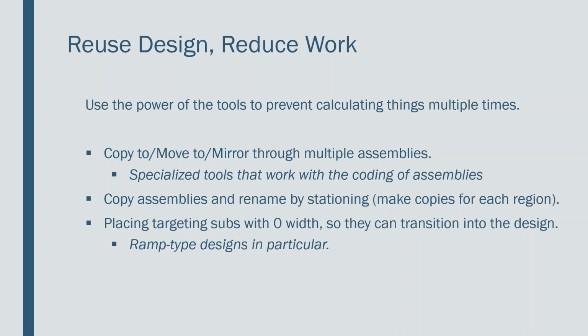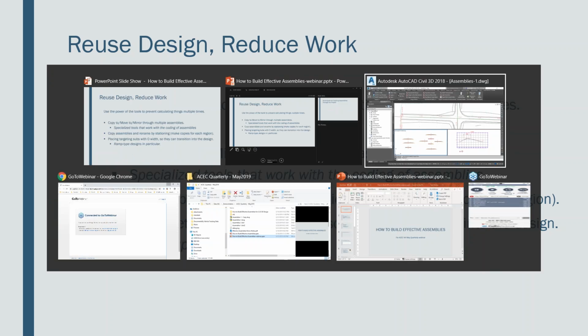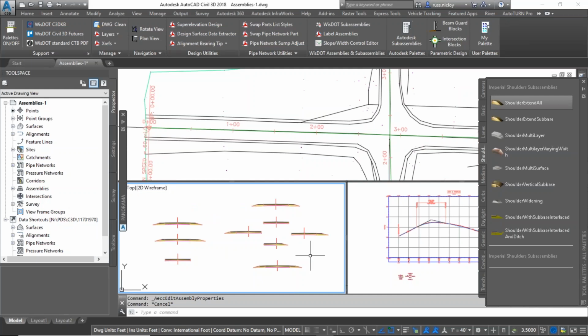Now, if you're not quite seeing this in your mind's eye, don't worry. I'm going to do this in the demonstration here. I just wanted to point out that placing a 0 width subassembly is not a bad idea in some situations. So let's hop back over to Civil 3D so we can take a look at that as an option.